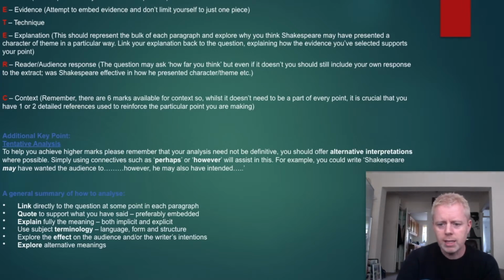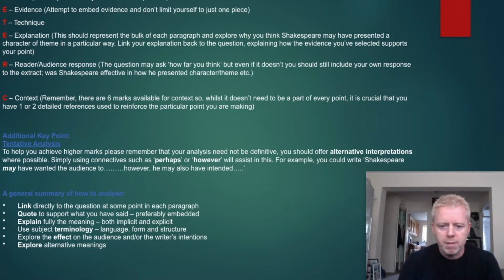And context. Now, context, if you remember from the mark scheme, is only worth 6 marks, so 20%. So it doesn't need to be in every paragraph. Okay? So you can read through that. Additional key points, so tentative analysis. Now this is important. This will get you into the top band.